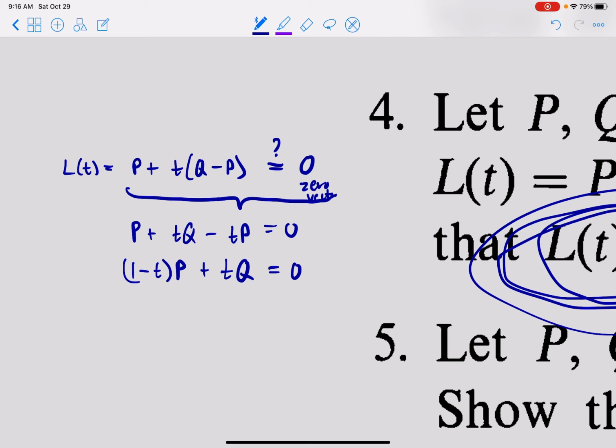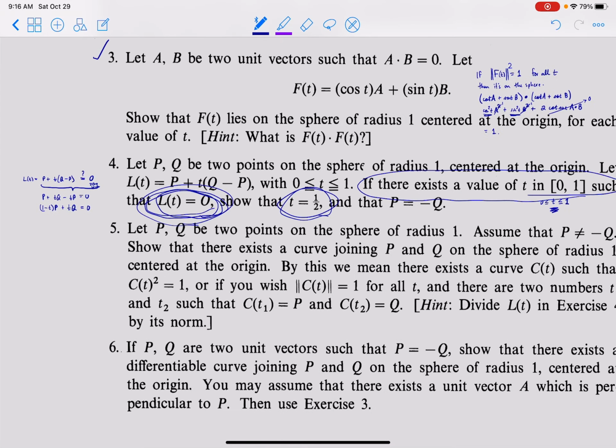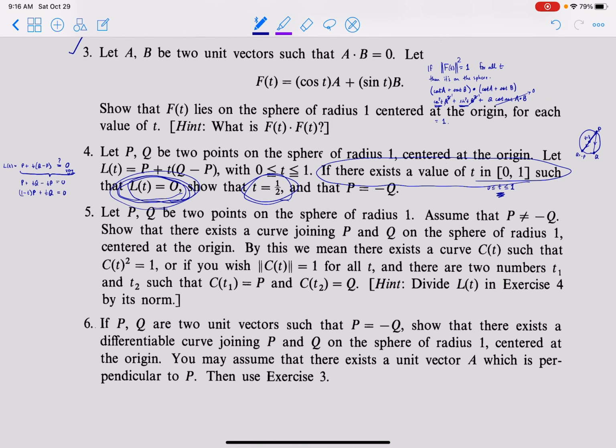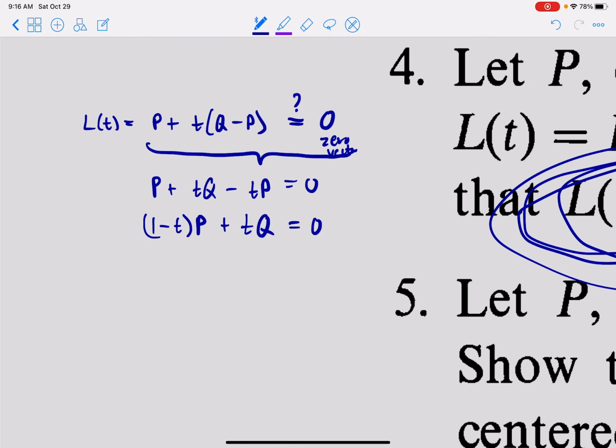Let's see. I'm not seeing it right now. Let's see. If there exists a value such as t is 0. Wow, I'm somehow drawing a blank. Let's see.